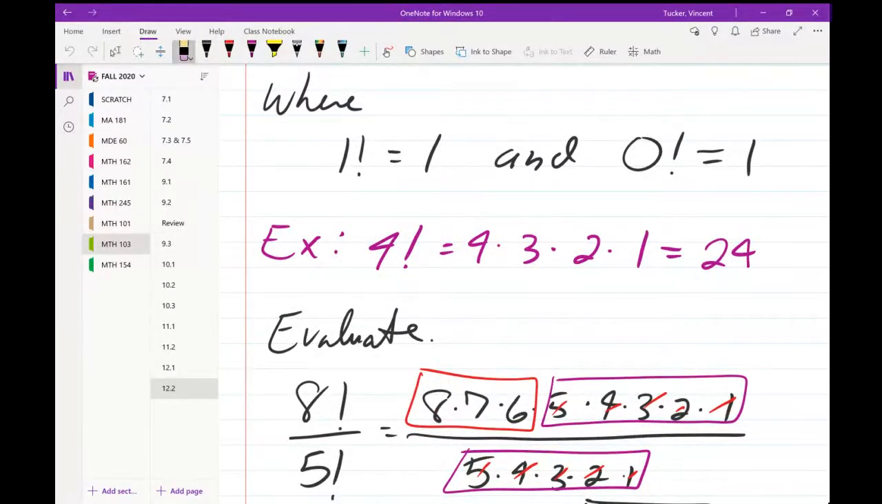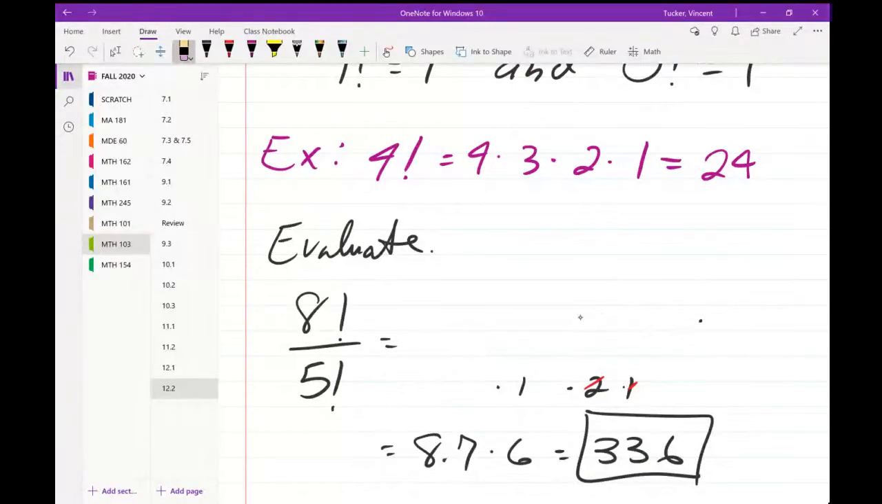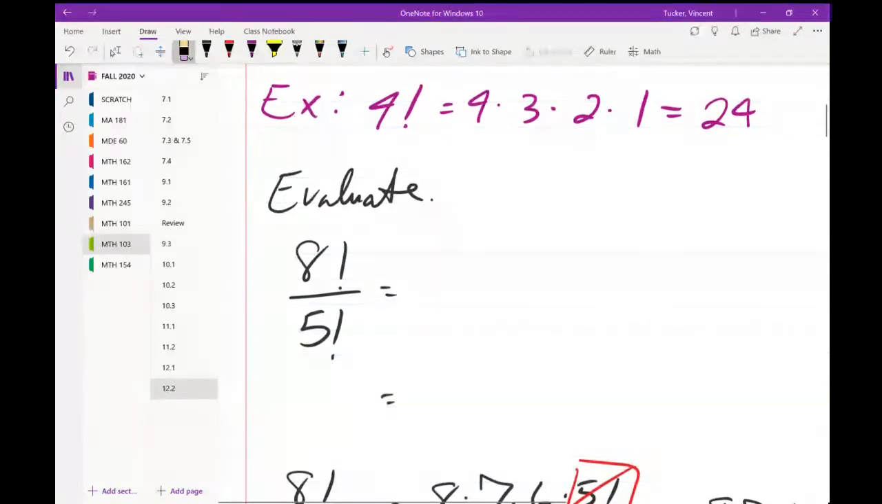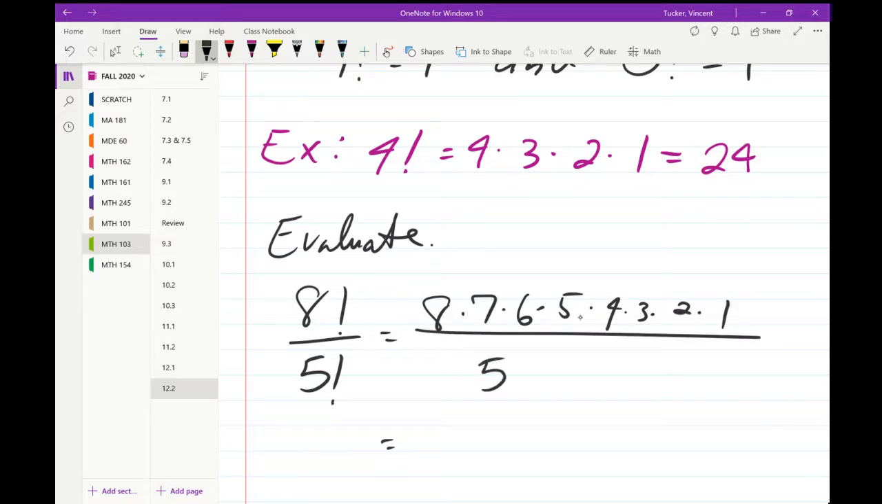So let me erase this so we can walk through it. So if we had 8 factorial over 5 factorial, I'll show you the long way of dealing with it, then we'll look at the short way. So if I wanted to expand it out, 8 factorial is 8 times 7, 6, 5, 4, 3, 2, 1. 5 factorial down bottom is 5, 4, 3, 2, 1.